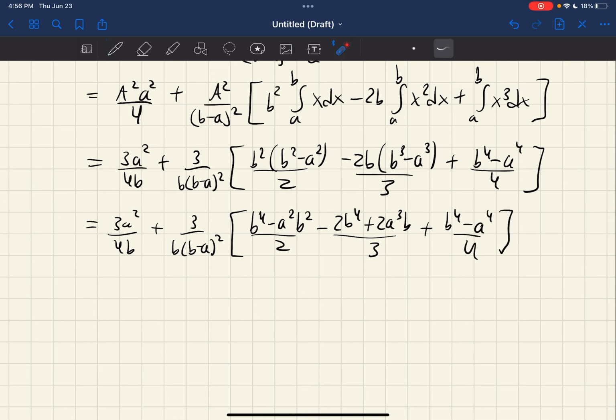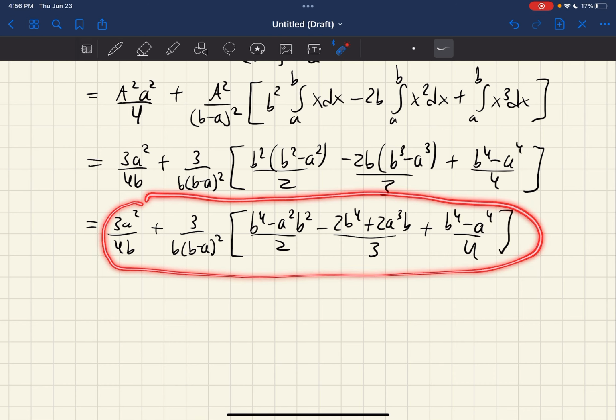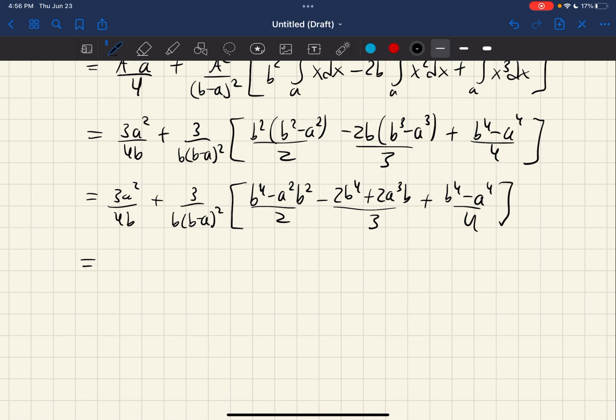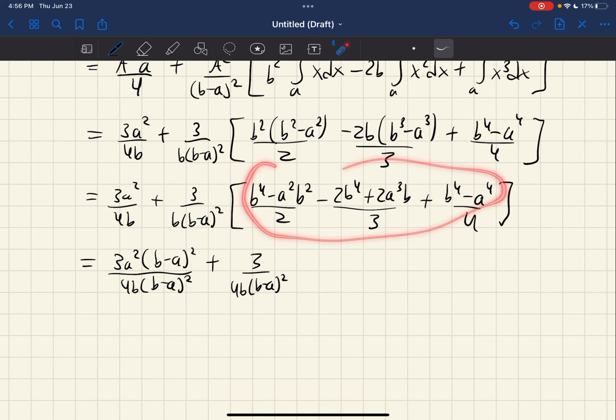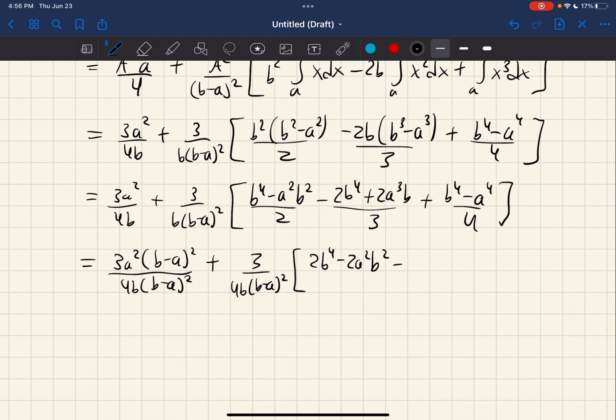And let's go ahead and get a common denominator between these two because we're going to need to sum them eventually. So the left term will be multiplied top and bottom by this term right here. So we're going to have 3a squared times b minus a squared over 4b times b minus a squared, plus this term right here will be multiplied by 4 over 4. So we're going to have 3 over 4b times b minus a squared, because I'm going to multiply the 4 into here. And when I do that, I get 2b to the fourth minus 2a squared b squared minus 8b to the fourth plus 8a cubed b over 3 plus b to the fourth minus a to the fourth.